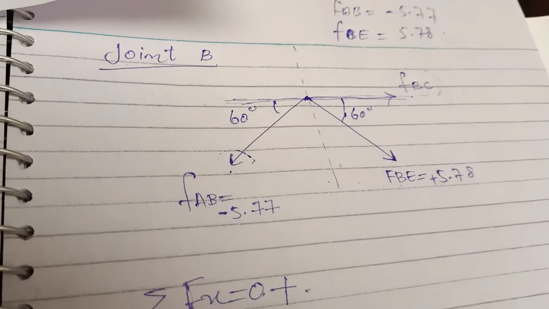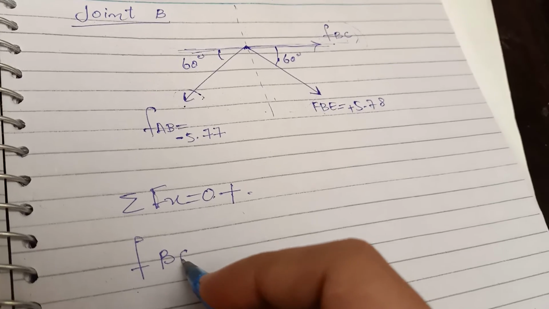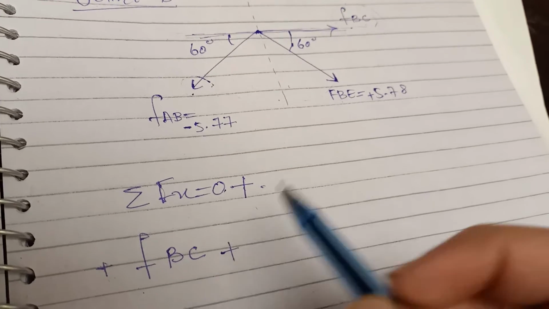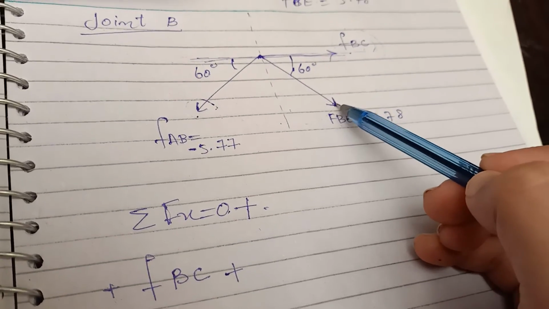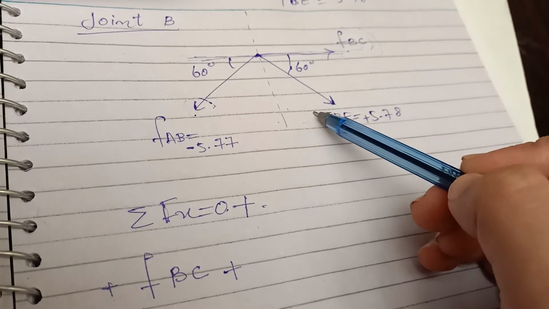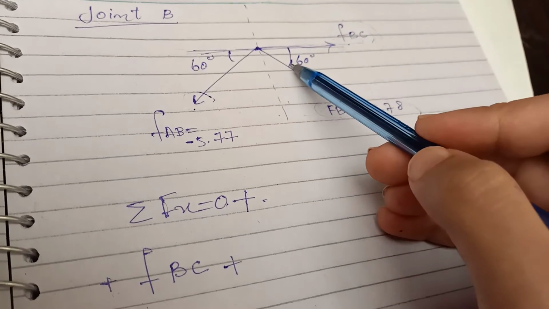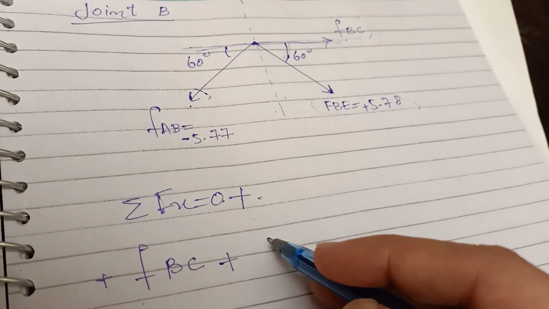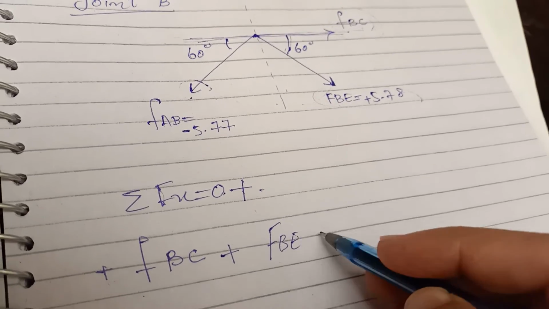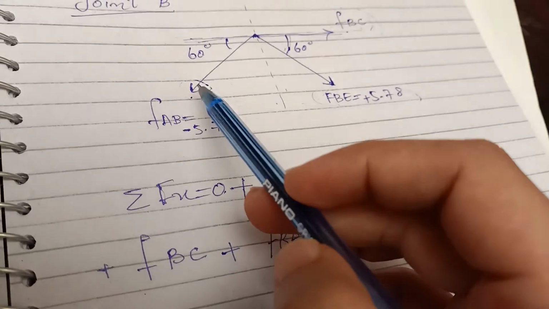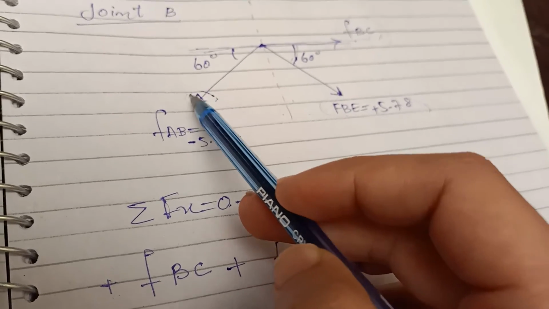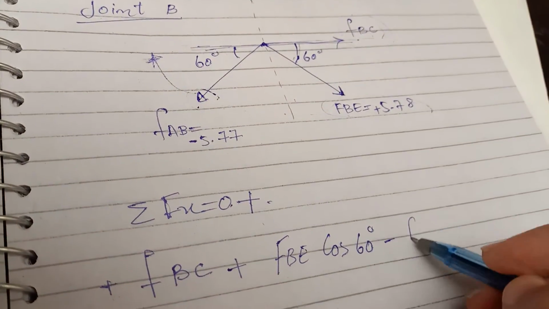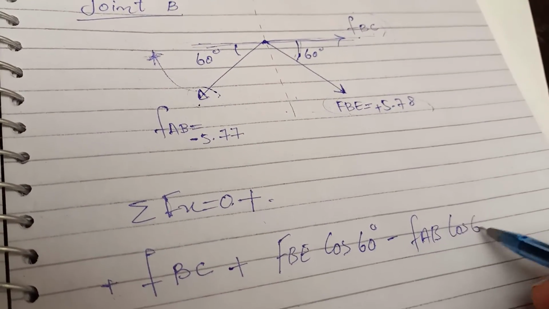Now see that FBC is positive because this is acting on the right side, plus now see this FBE. This FBE makes an angle, and horizontal Fx is equal to F cos theta, as I have told you. So FBE cos 60. Now what about this? This goes here, so this will be minus. So FAB cos 60 equals 0.